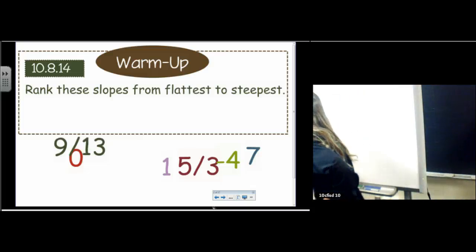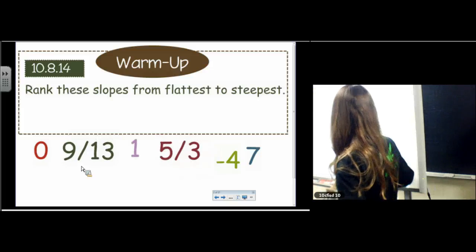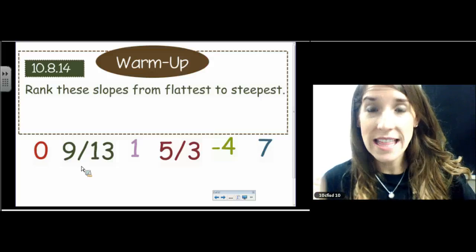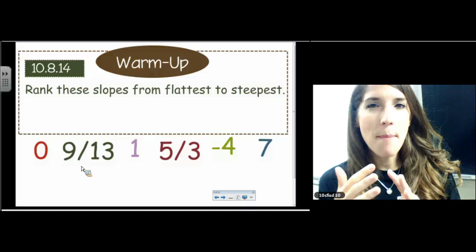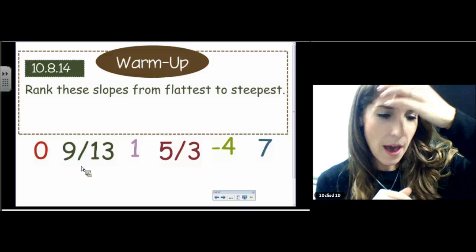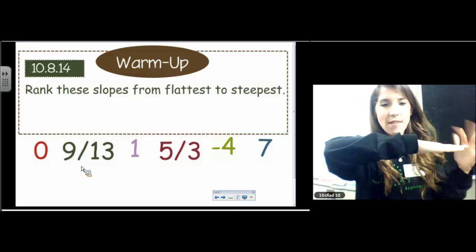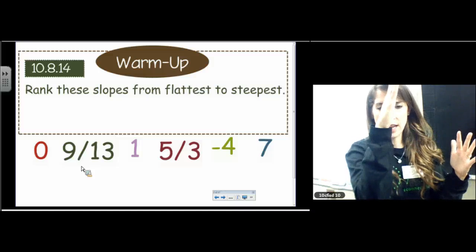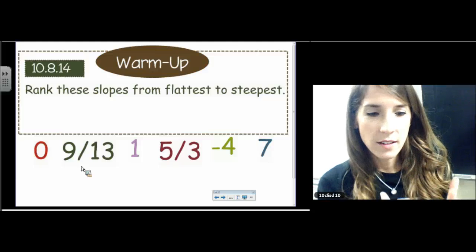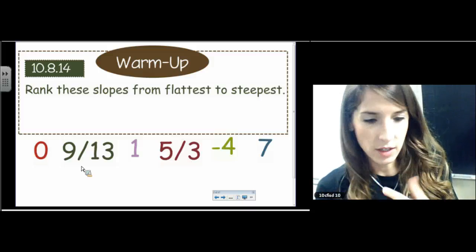Okay. So 0 would be our flattest. And so pretty much Rishi just ordered them from the smallest number to the largest number, ignoring the negatives, because the negative doesn't impact flatness or steepness. It just impacts which way the line is going. So that was very good. 0 is the flattest. And then 7 is the largest number that was up there, so 7 is the steepest one. So the flatter the line, the smaller the slope, and the steeper the line, the larger the slope.